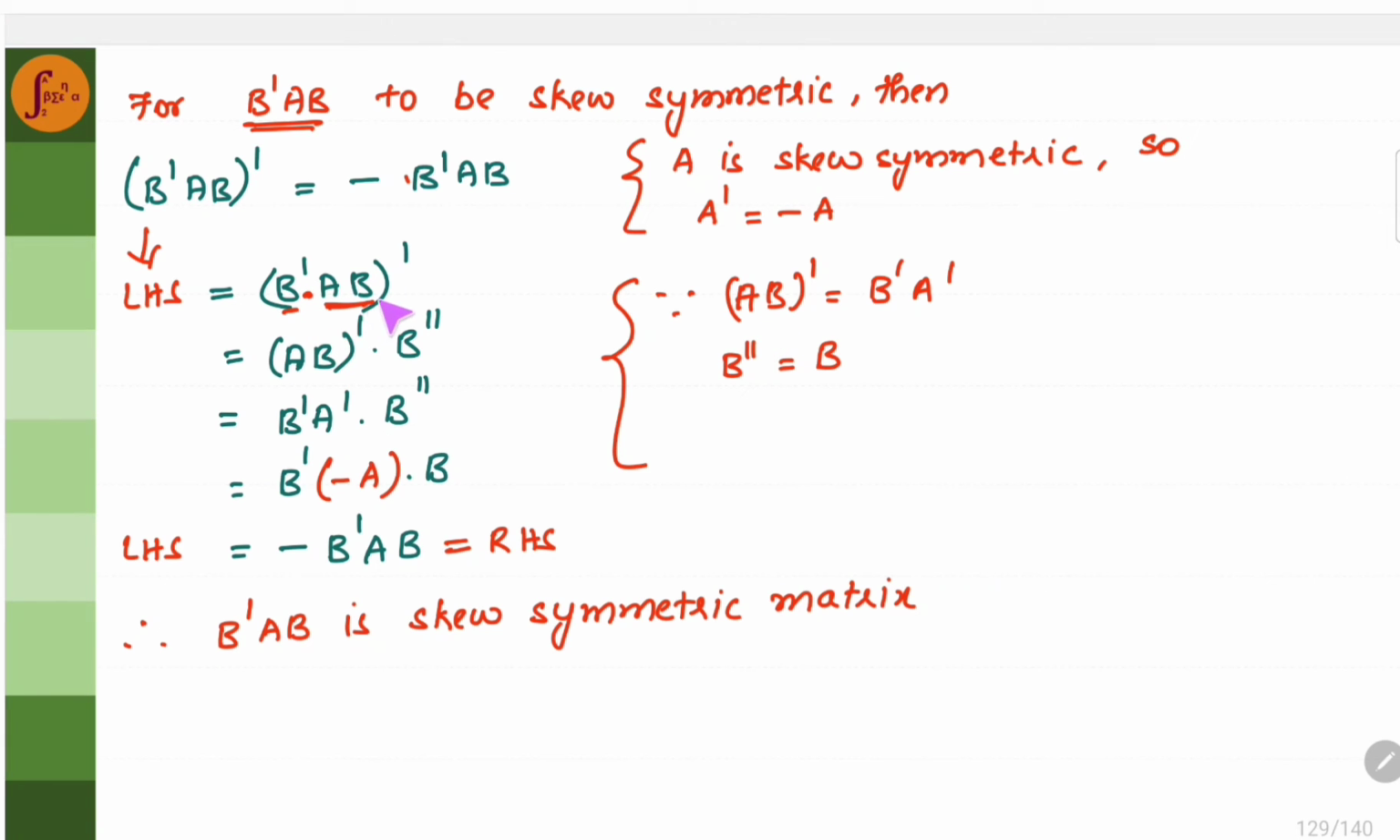So AB transpose into B double transpose, because there's already a transpose here, and again you further split this, B transpose into A transpose. B double transpose is B itself, and since A is a skew symmetric matrix, the condition is A transpose is equal to minus A. This is a condition. So instead of A transpose, we'll put minus A. Now when you rearrange, you're going to get this, which is nothing but the RHS. This shows that B transpose AB is a skew symmetric matrix.